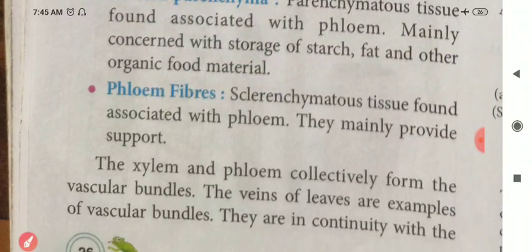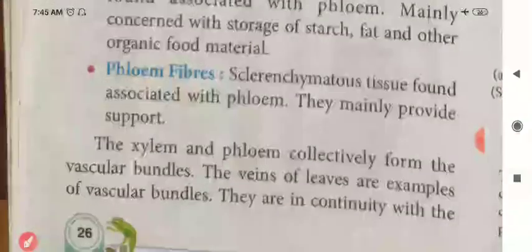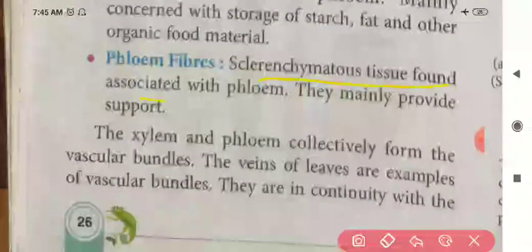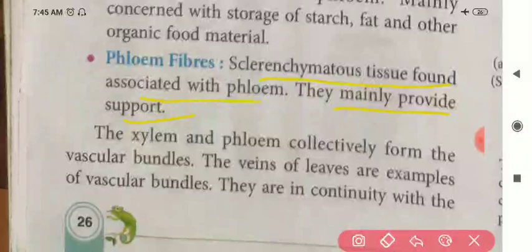Next, my dear students, we have phloem fiber. Phloem fiber can also be called phloem sclerenchyma. It is sclerenchymatous tissue found associated with phloem, and it mainly provides support. So phloem fiber provides the support.